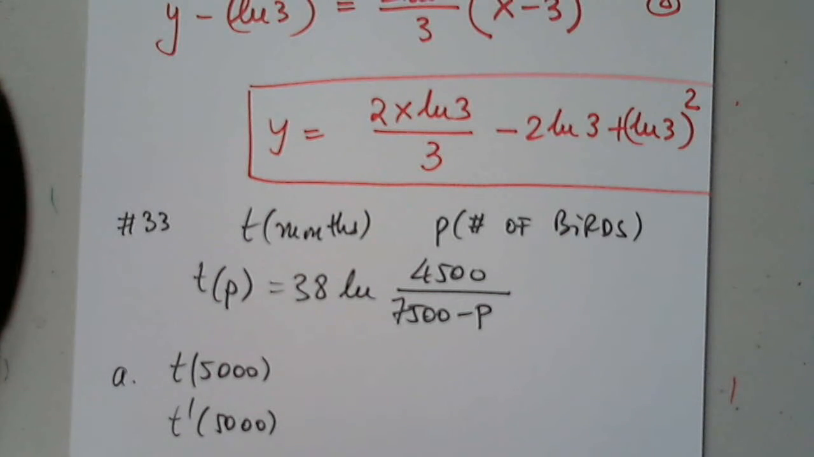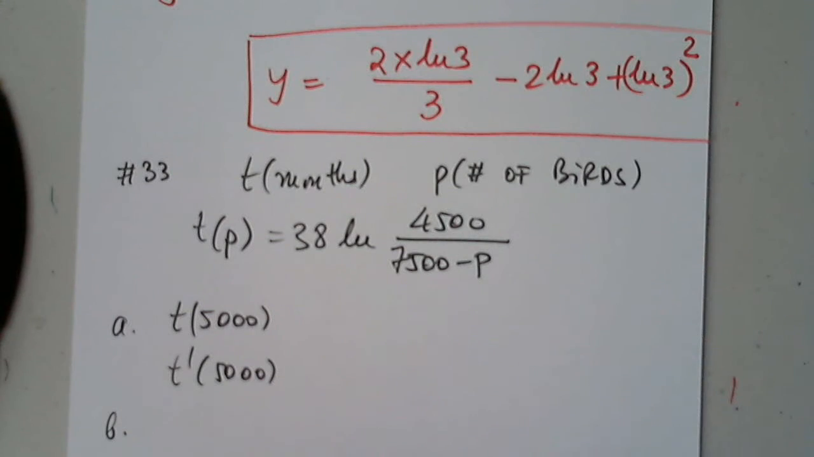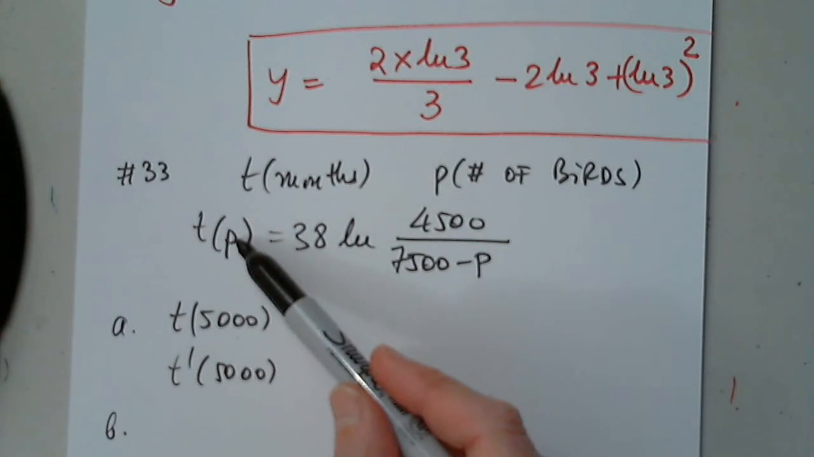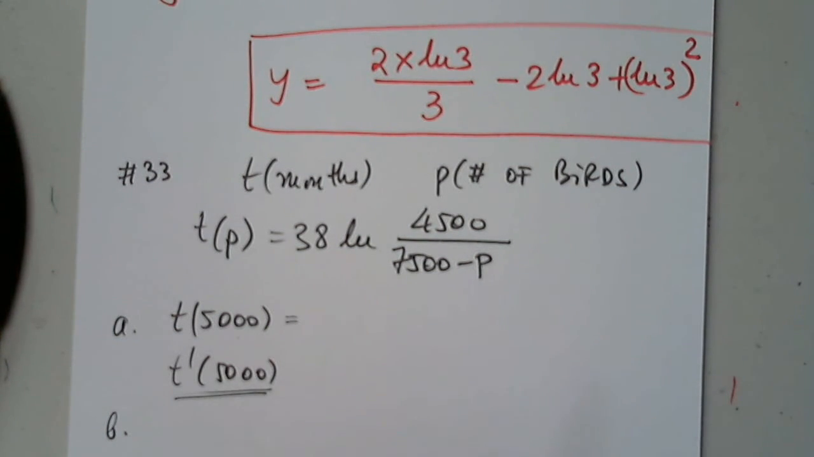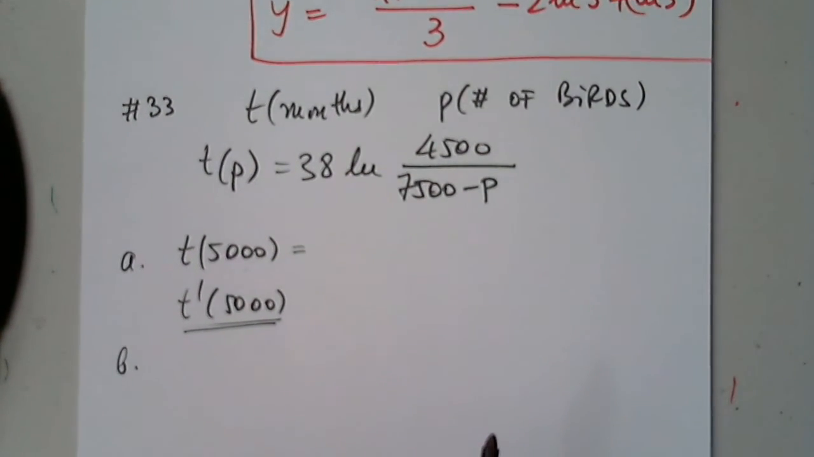But this is, time does not depend on the number of birds. So how is it possible that T is a function of individuals? Never mind. Okay. So in order to determine T of 5,000, we only have to plug it in. So we're going to do that in a minute. But how do I get T prime of 5,000? That's what I'm interested in.